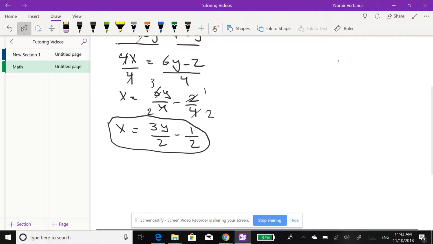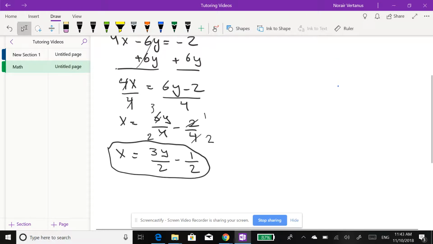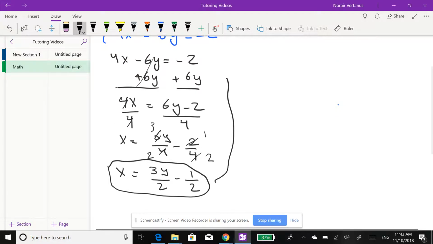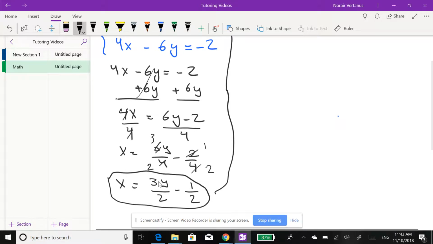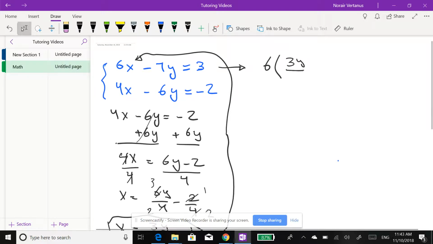So I solved the equation that I started with for x, so I have y inside. I'm going to substitute this into the first equation. I'm going to substitute that here into this equation. I have 6x minus 7y equal to 3. So instead of x, I'm going to substitute this expression, 3y over 2 minus 1 over 2.